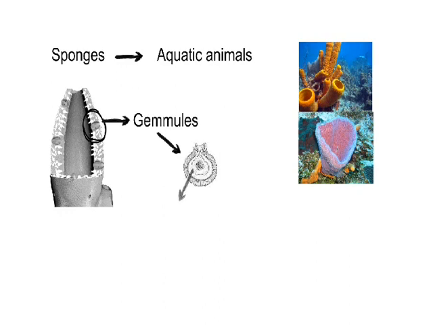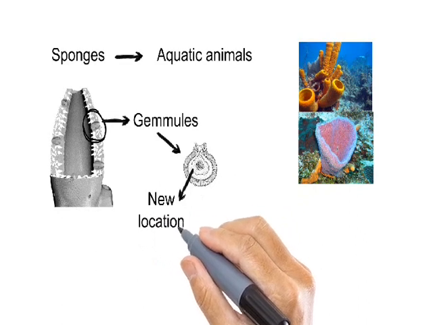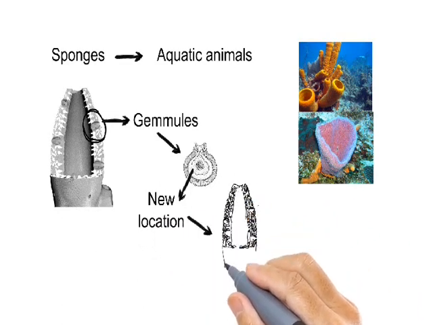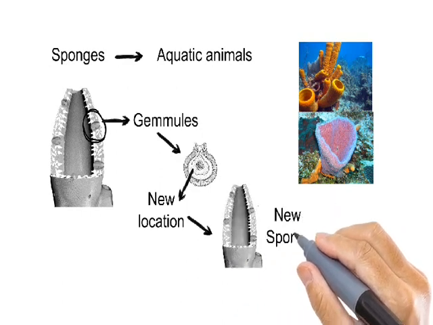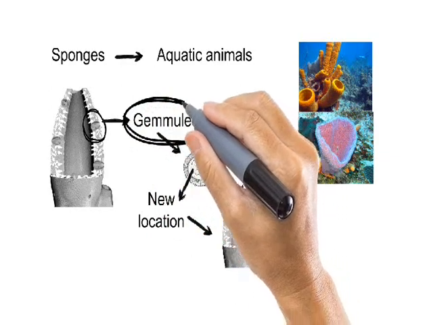Whenever a gemmule is transferred to a new location, into a fresh location, each gemmule is converted into a new sponge. So in this case, the asexual structure is the gemmule.